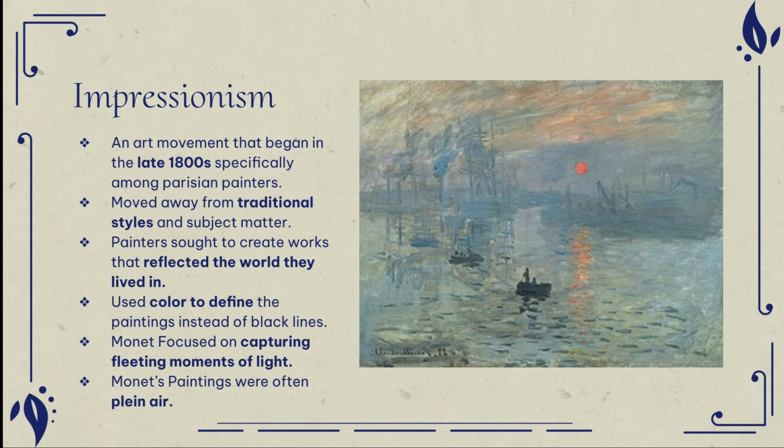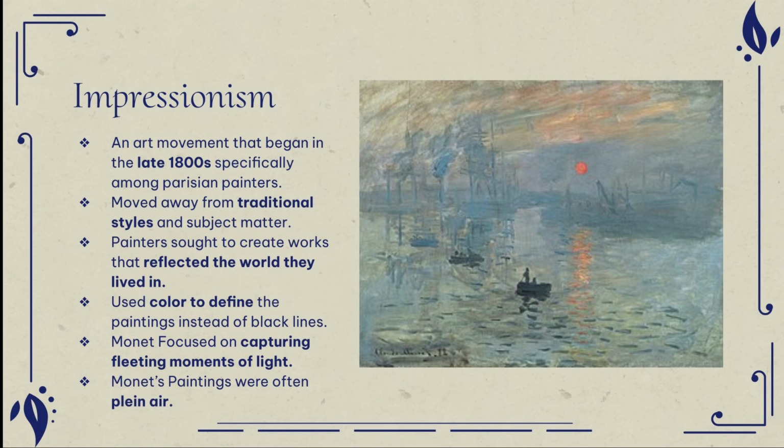Claude Monet specifically focused on trying to capture fleeting moments of light, which is why a lot of his paintings are in nature and are plein air paintings. In fact, the painting shown here is another one by Claude Monet called Sunrise. In this painting, Monet is trying to capture a moment of the sunrise. And we know that sunrises do not last forever. They are very quick to come and go.